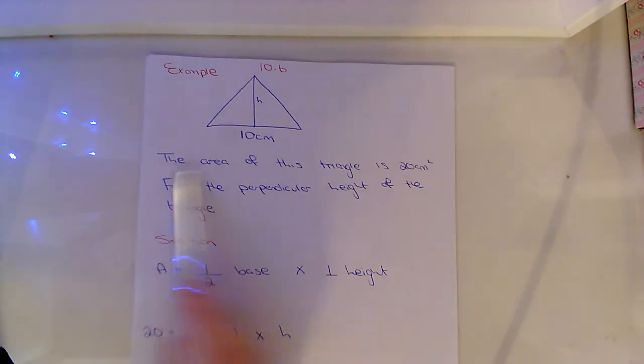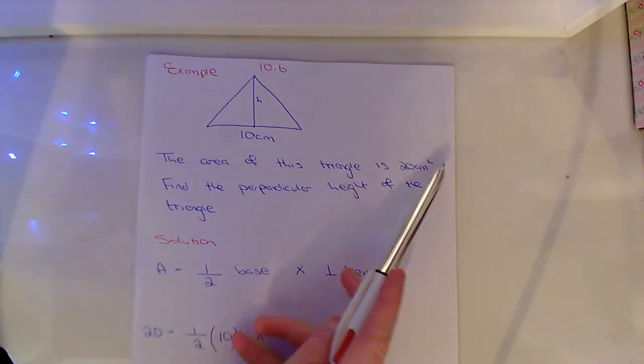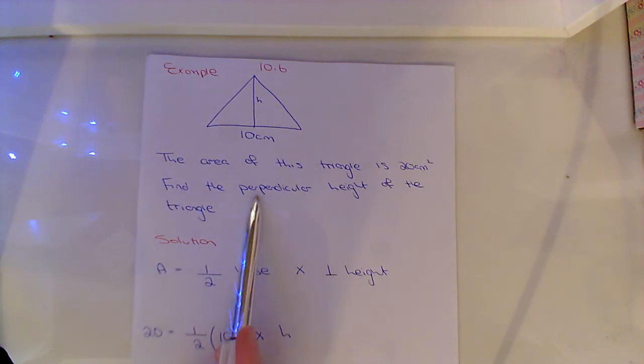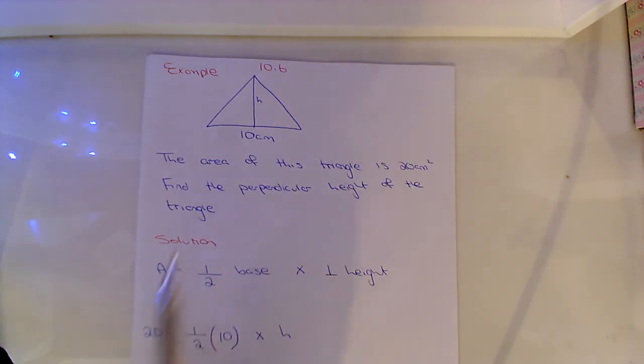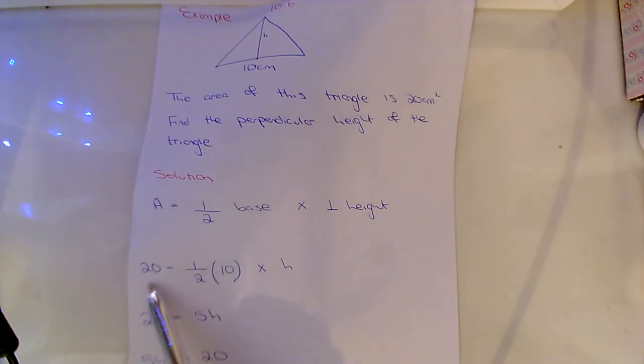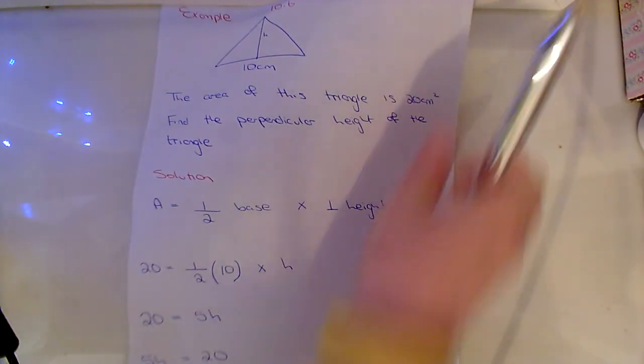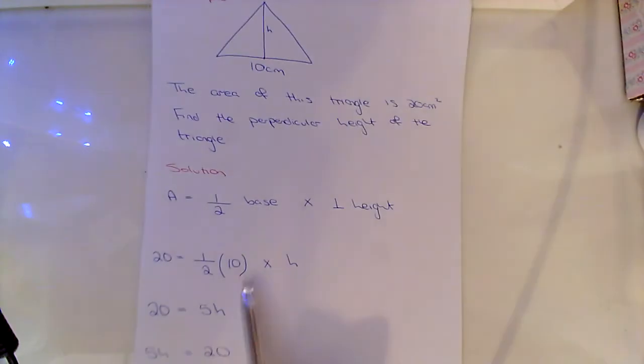Okay, so I'm told here the area of this triangle is 20 centimeters squared. Find the perpendicular height of the triangle. So I know first of all my area is equal to half the base by the perpendicular height. I'm looking for my perpendicular height. So then I know my area is equal to 20. So I go 20 is equal to half, my base in this question is 10, multiplied by my perpendicular height, which I don't know.